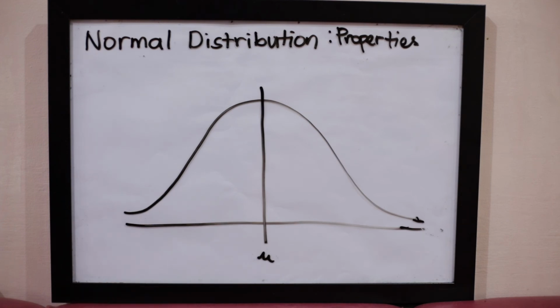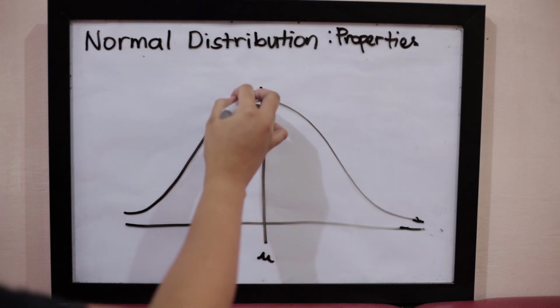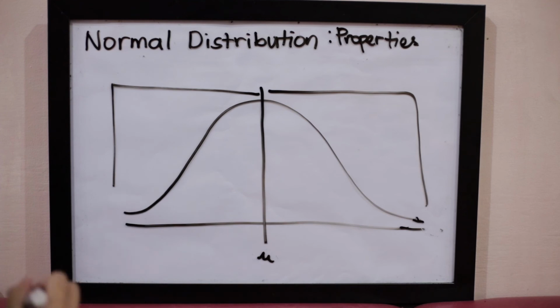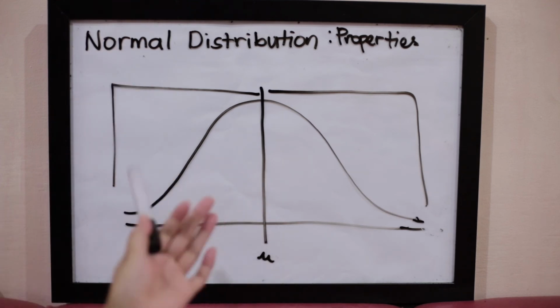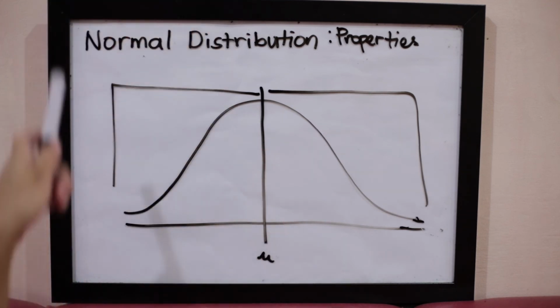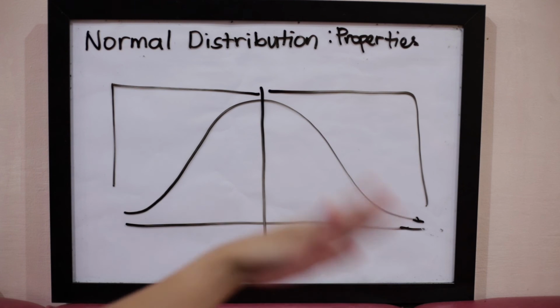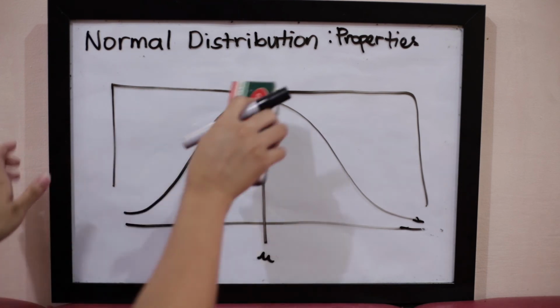Next property is that normal distribution is symmetric about the mean. So, ibig sabihin ng symmetric, this area is the same with this one. Na if we will cut it into half and then we will fold it, you will have the same shape. So, ibig sabihin ng symmetric, they are equally distributed on both sides.